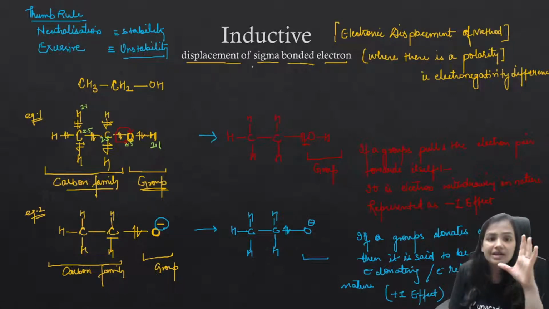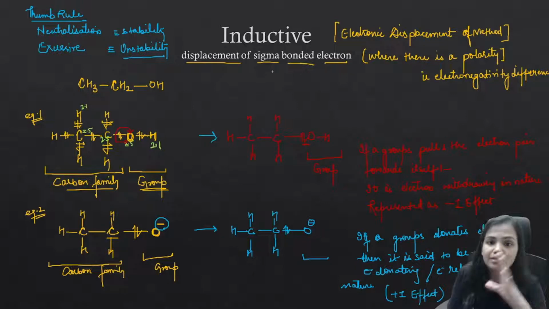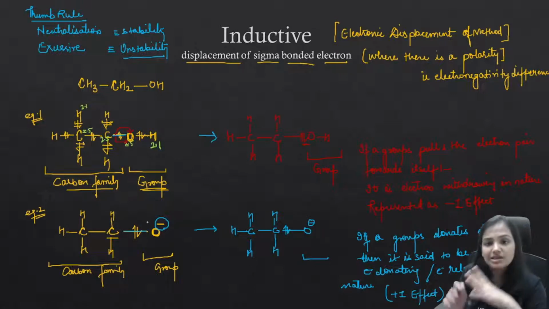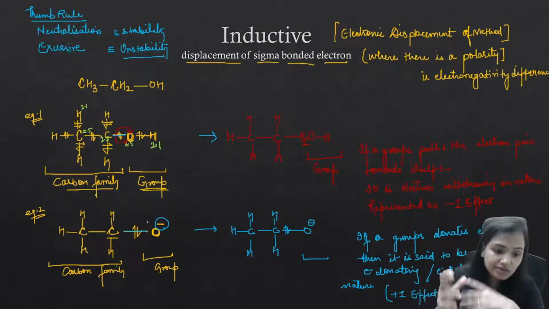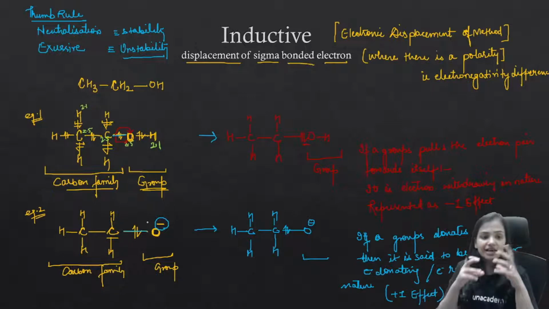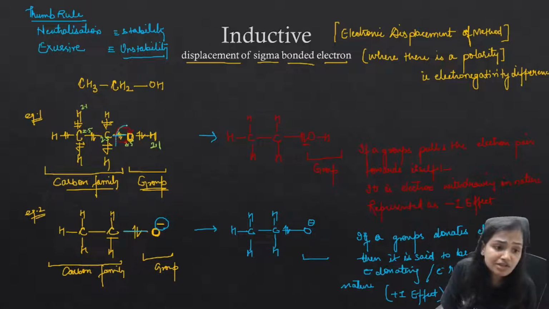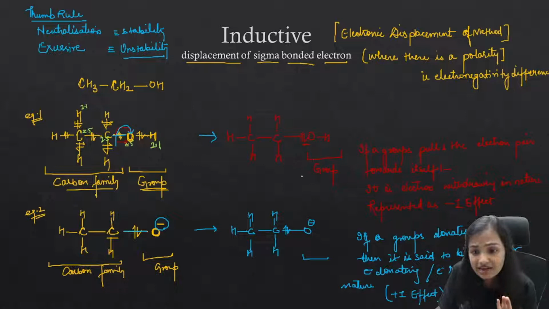Inductive effect is very simply the displacement of sigma bonded electrons. So which sigma? The sigma between the carbon family and the group. Now we have to focus on the group, what type of group we have. If any group has a tendency, this was neutral. So being an electronegative atom, it had a tendency to pull the shared pair of electrons towards itself. So that's why this was minus I. This was showing the minus I effect.